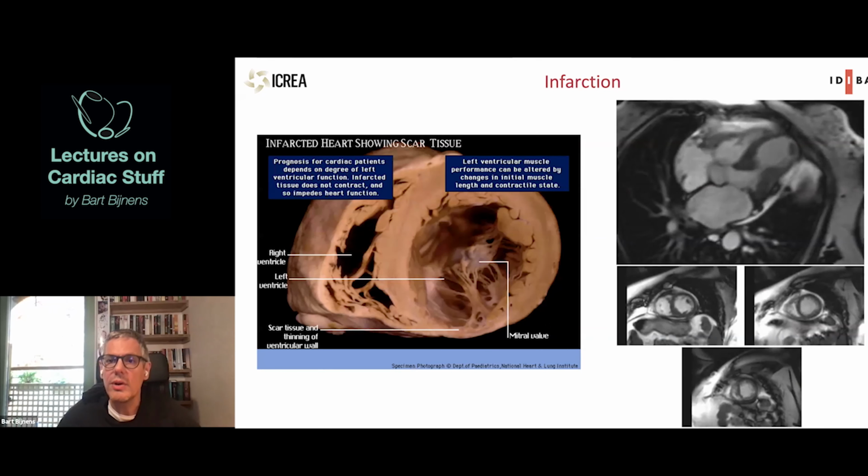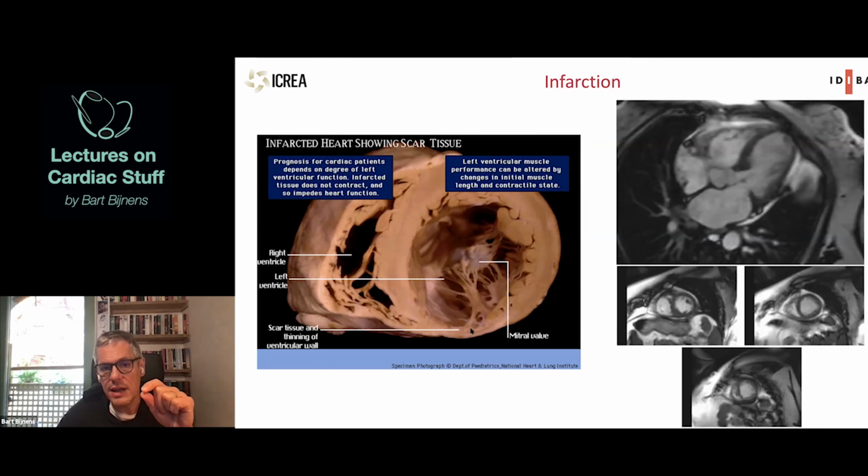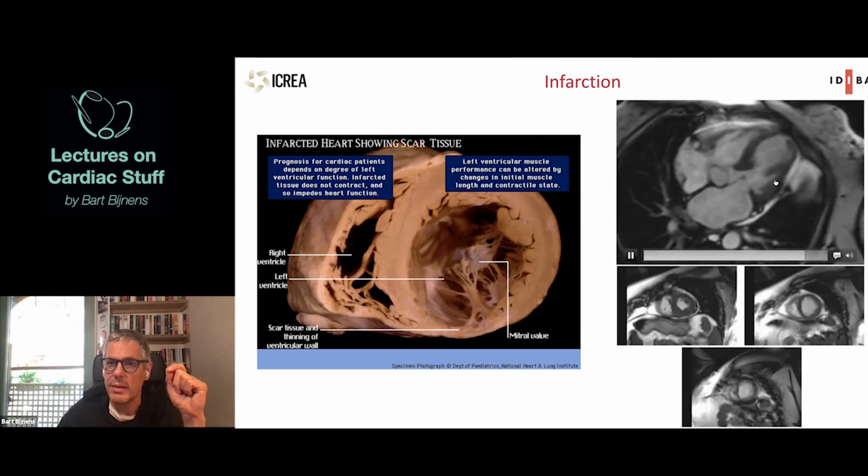Okay, so what happens when you have a full transmural myocardial infarction? When it becomes chronic, so after a while, what you see is that the wall becomes very, very thin and it becomes scar tissue. So it becomes predominantly collagen, like necrotic tissue. It's very thin and quite bright, so it's whiter on the images.